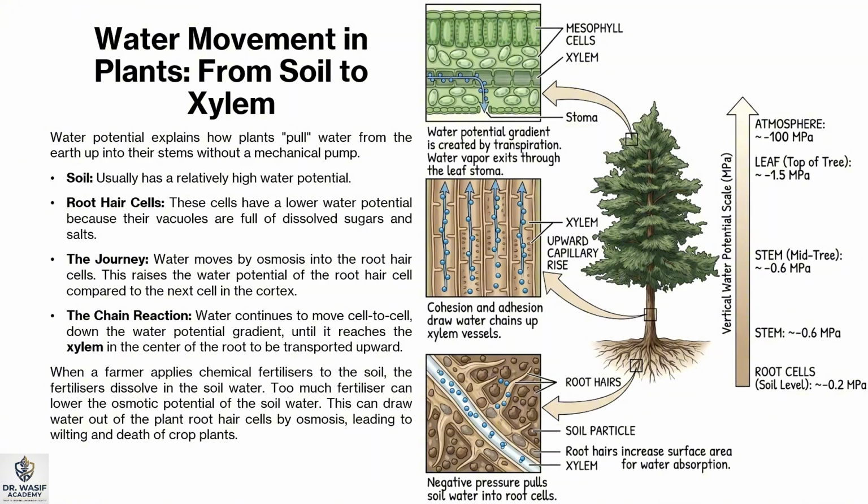But here is where it gets clever. As that first cell fills with water, its water potential rises. It now has a higher potential than the next cell over in the cortex. So the water moves again. This creates a continuous water potential gradient across the root. So water is handed off from cell to cell like a bucket brigade, moving deeper and deeper into the plant until it reaches the xylem, which is in the center.